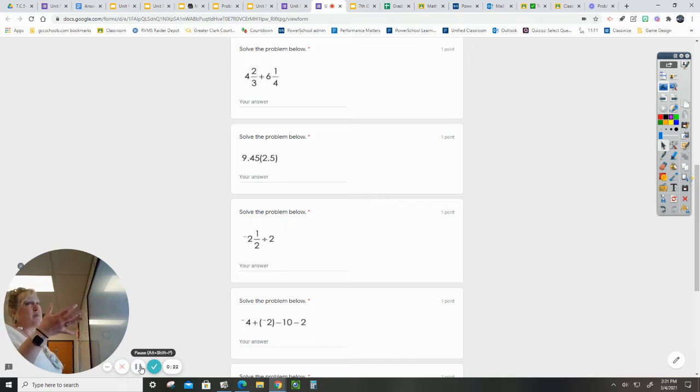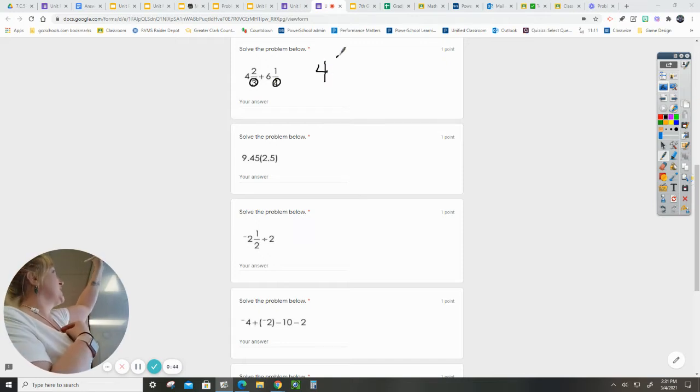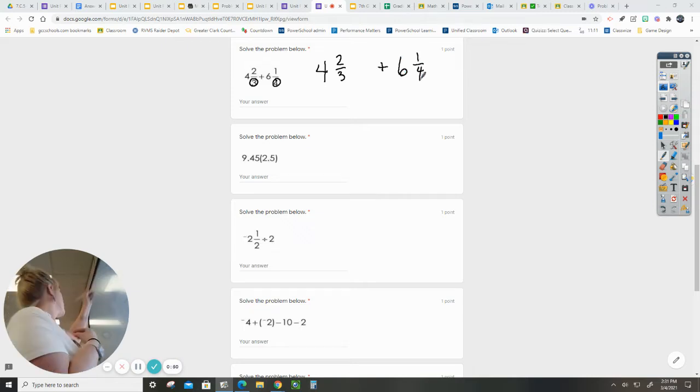Okay, now we've got to solve these problems because we may use fractions. So it's been a minute. I know that I can't add these until they have a common denominator. So I'm going to make them have a common denominator. 3 and 4. So I'm going to spread this out. All right, to make them be the same, this one needs a 4 on the top and on the bottom. And this one needs a 3 on the top and on the bottom. Okay?